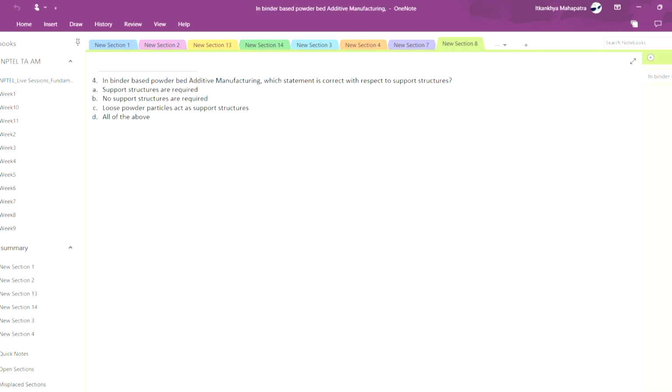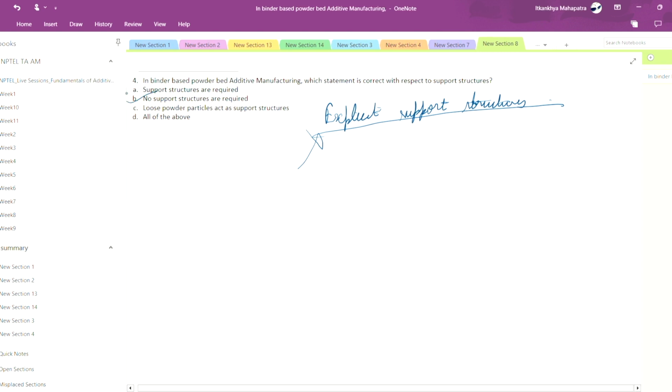Now next question. In binder based powder bed additive manufacturing, which is correct with respect to support structure? Explicit support structures are not required in this type of method. When a binder is sprayed on a selected region, the particles in the region stick together and the remaining powder acts as support. So, we do not need any explicit support structures in binder based AM processes, and loose powders act as support structures.